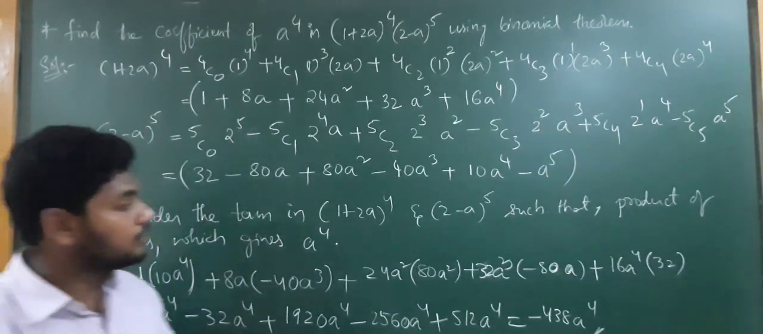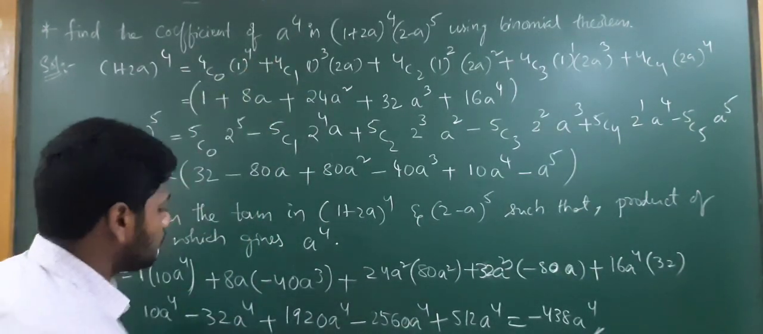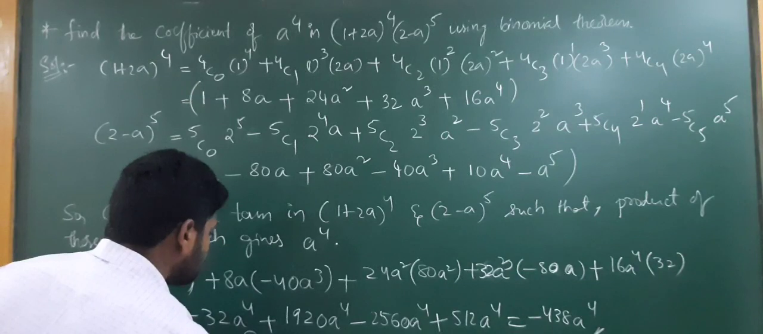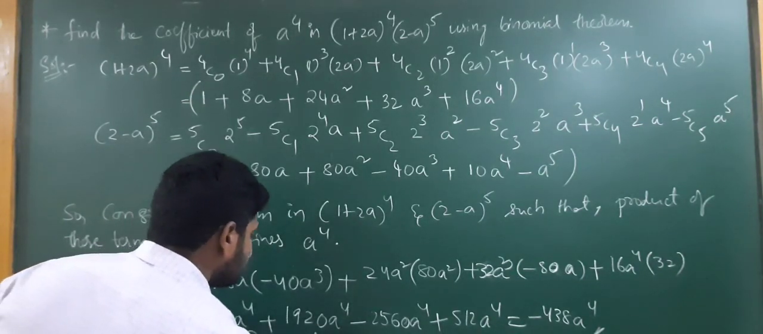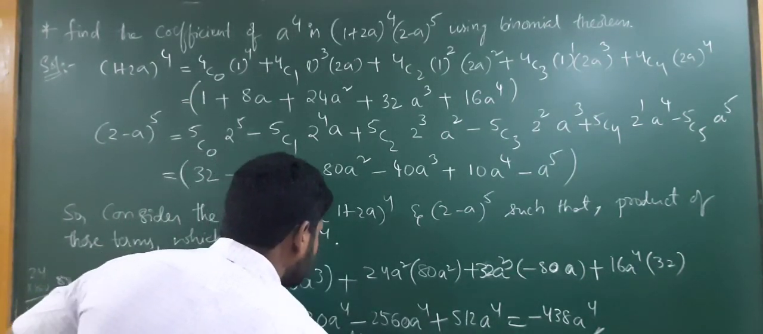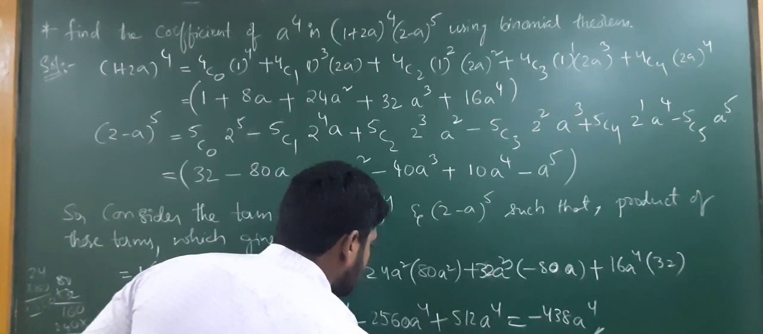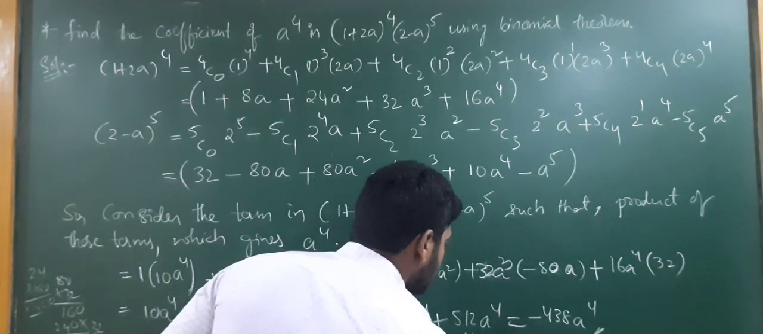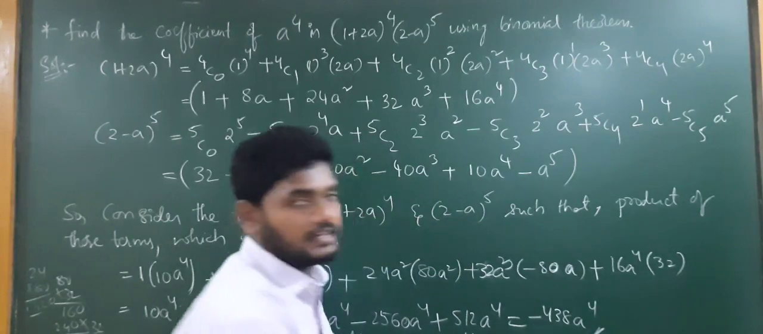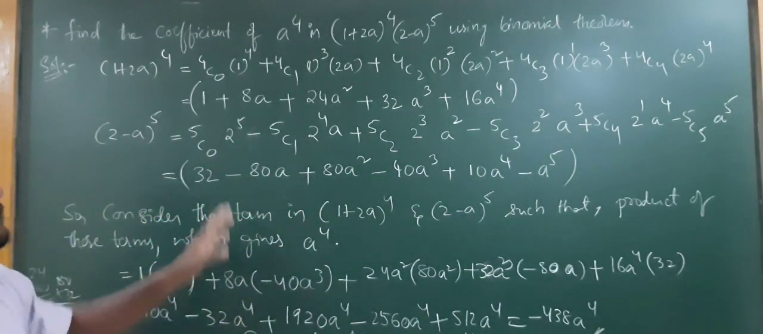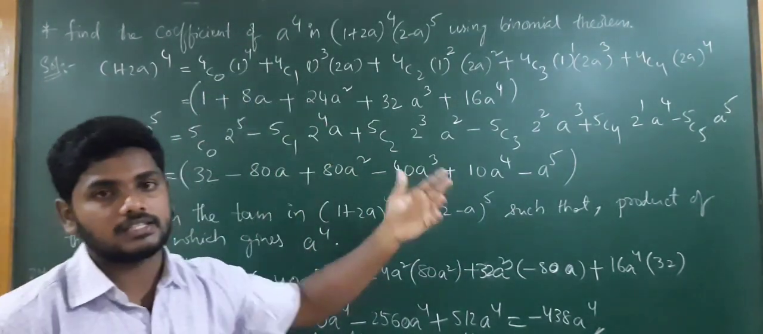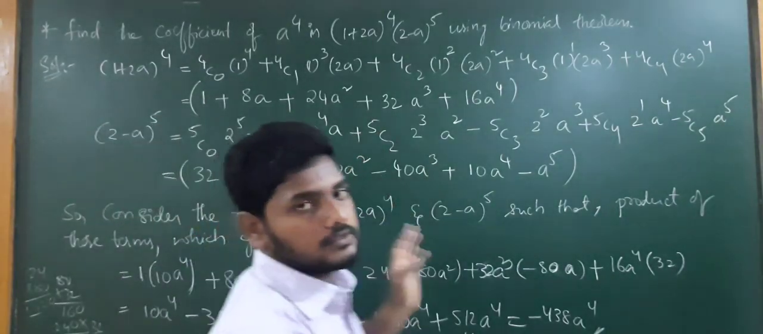So this is the coefficient of a to the power of 4. Therefore, the required coefficient of a to the power of 4 is minus 438. So this is the way we need to find the coefficient of a cube or a square in the product of two terms, right?